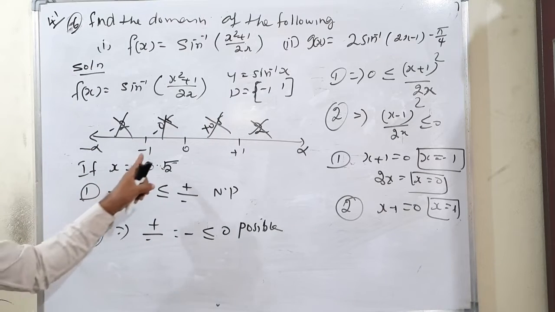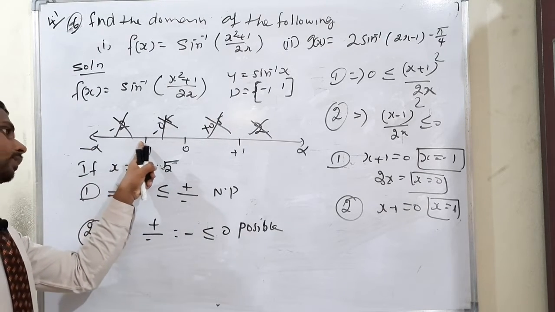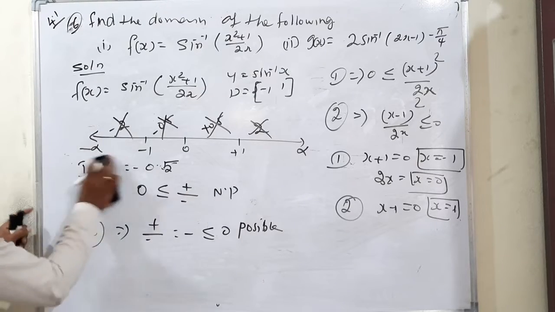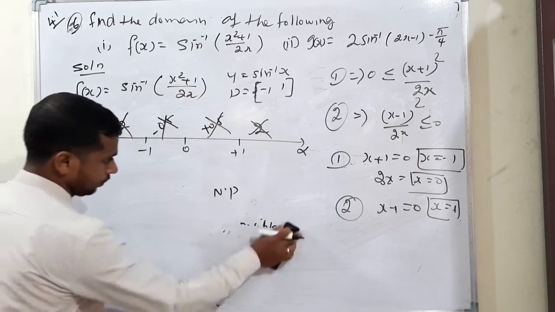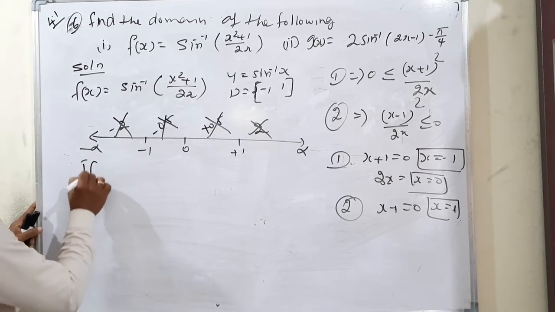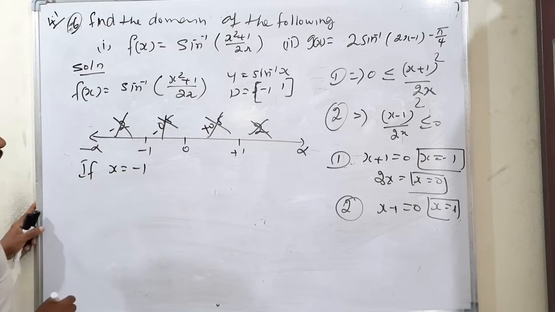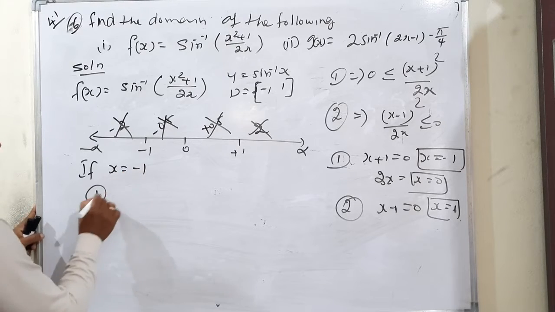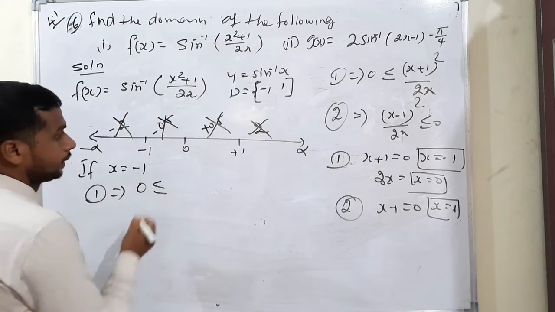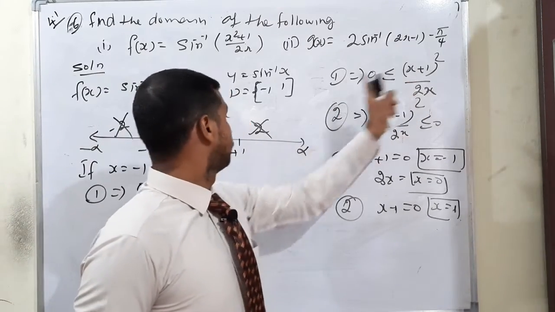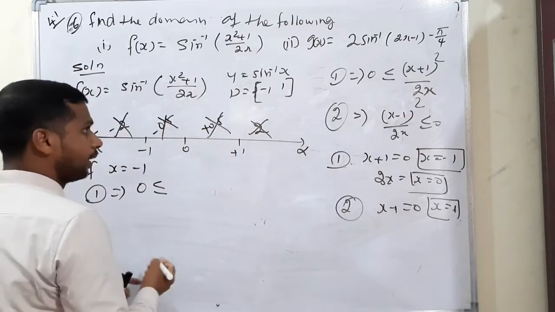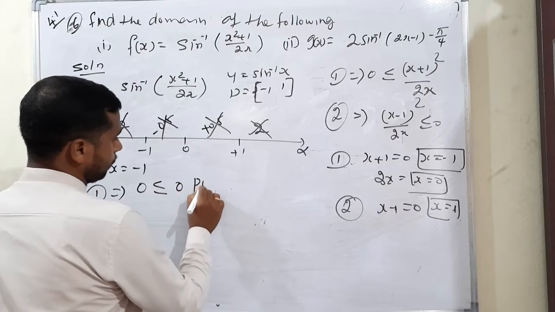So now we have to take the fixed correct terms. Correct terms means minus 1, 0 and positive 1, what will happen? Okay, look at there. If x is equal to minus 1, what will happen? X is equal to minus 1, case number 1, 0 less than or equal to. So minus 1 plus 1 is 0. 0 divided by anything means the value will be 0. So the first case is possible.